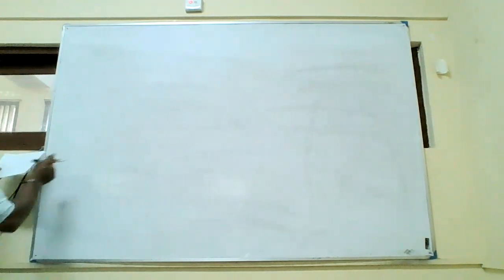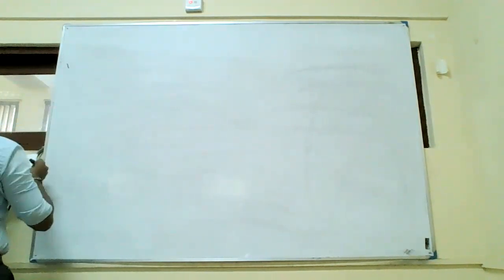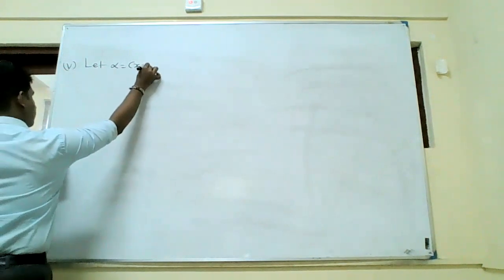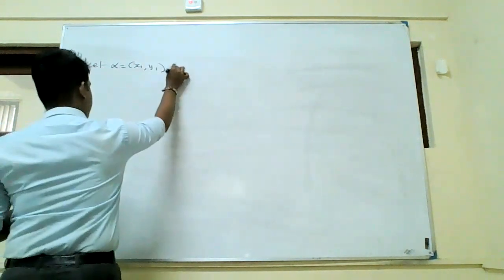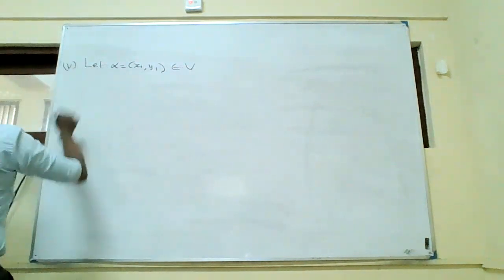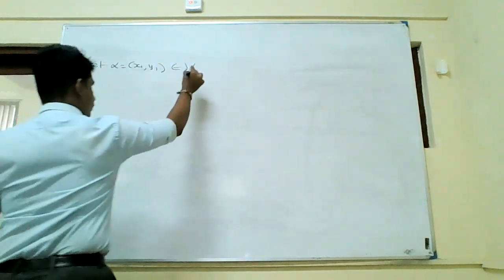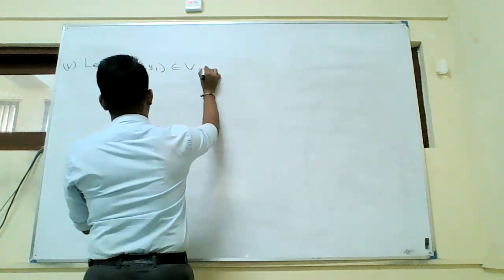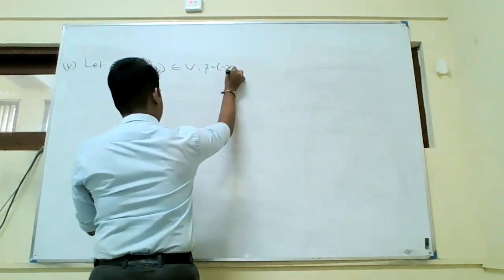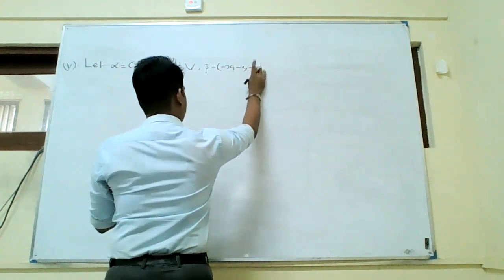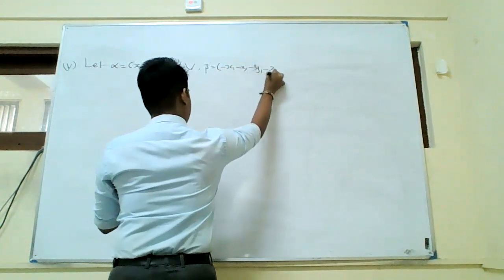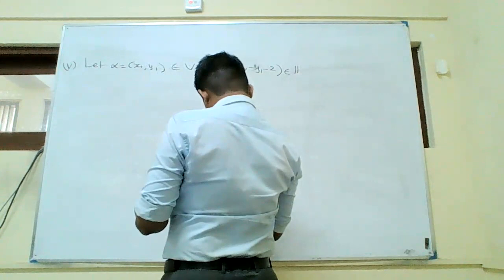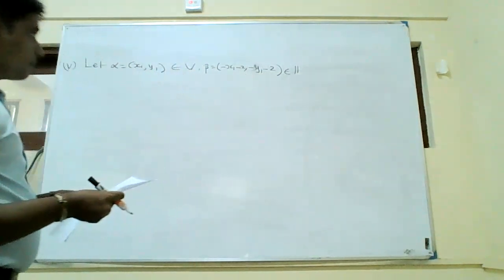Next, the inverse. Alpha equals (x1, y1) belonging to B. Suppose you know what your inverse is. The inverse of the form beta is of the form (minus x1 minus 2, minus y1 minus 2). This one also belongs to B.